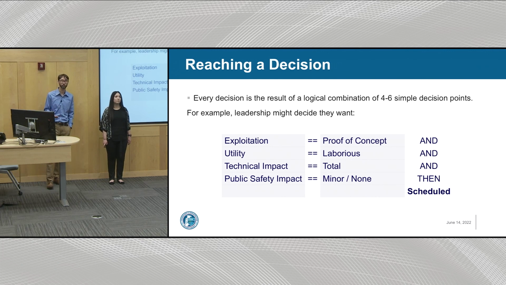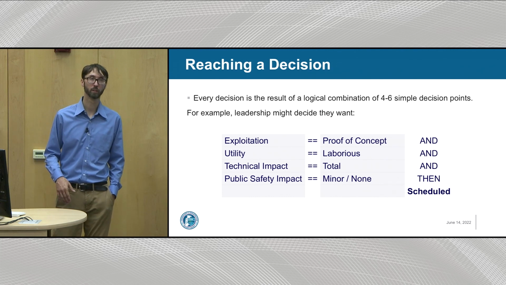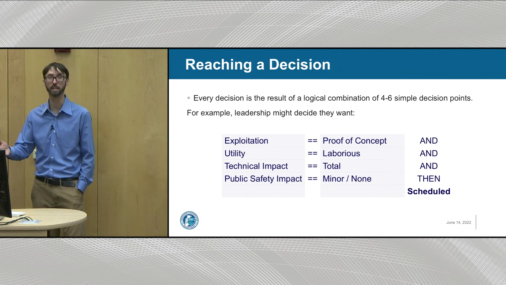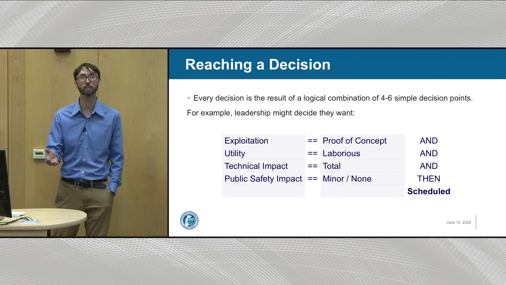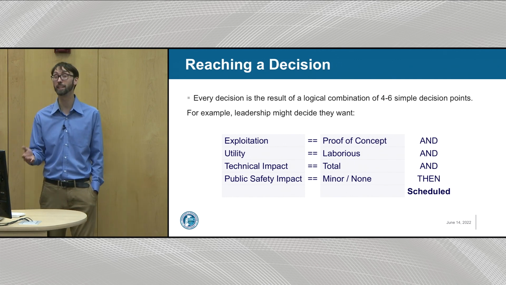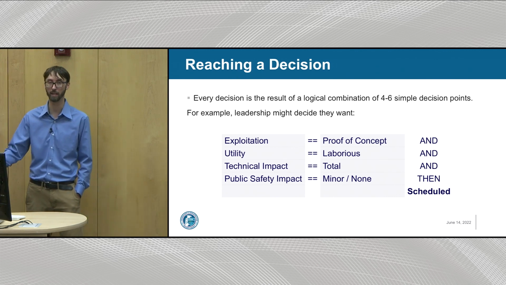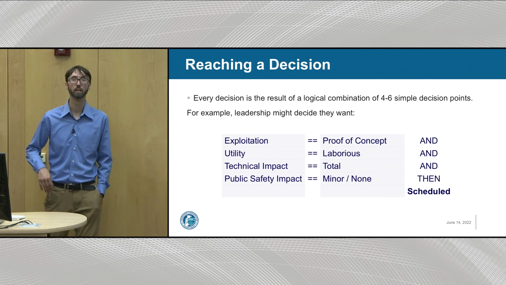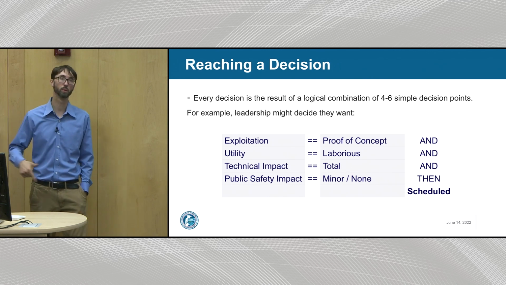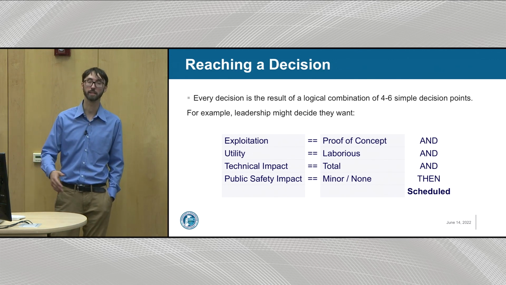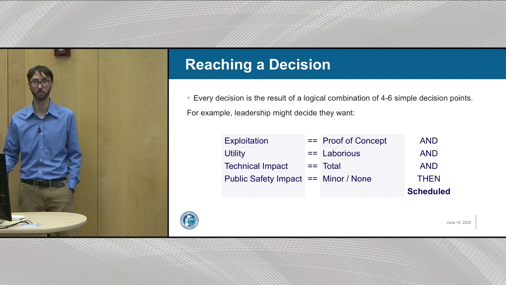The way we get to a decision in SSVC is by a logical combination of answers to some questions. So for example, we might decide that in this situation the state of exploitation is a public proof of concept, and also the utility of the vulnerability to the adversary is pretty low. It's laborious for them to make efforts with it. It's hard for them to make progress. And also these other things. So if proof of concept and laborious and total and minor, then what we've decided ahead of time is that we will act according to the schedule.